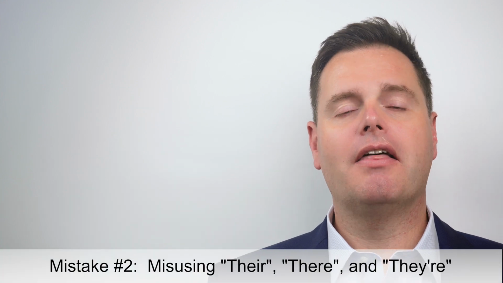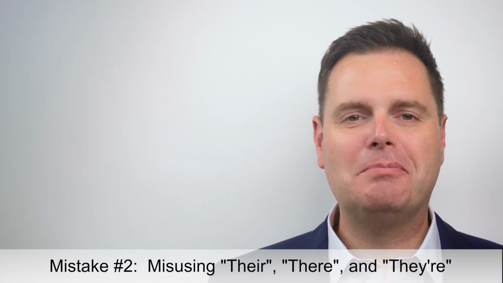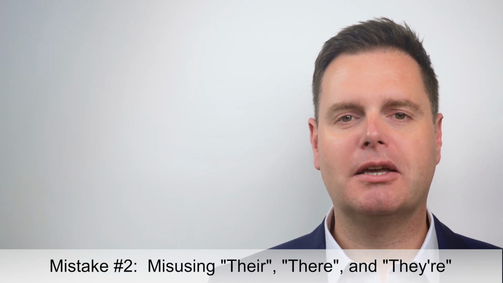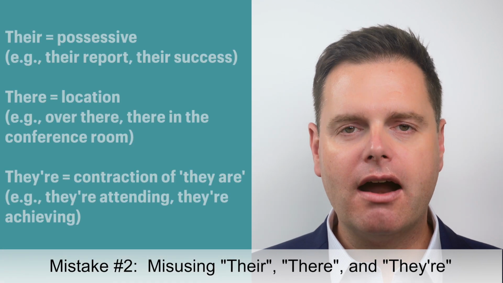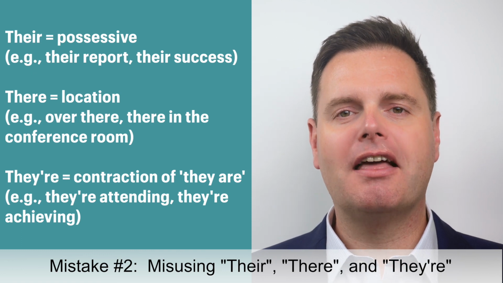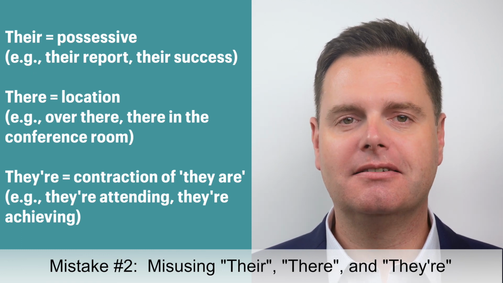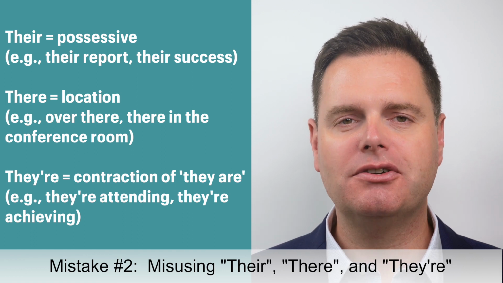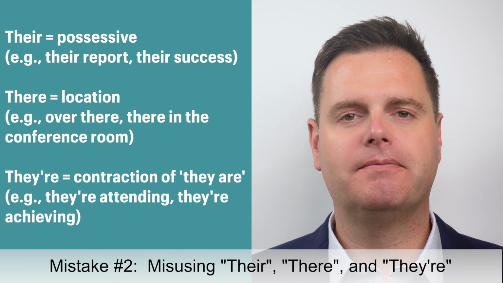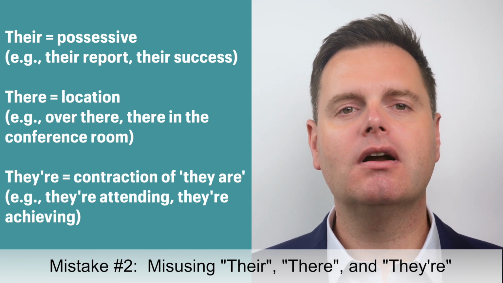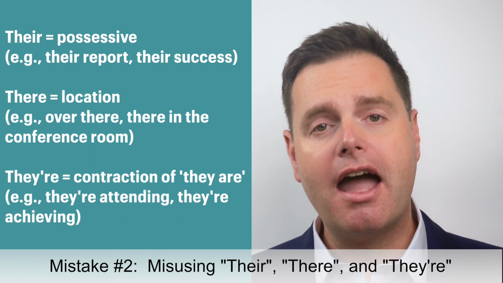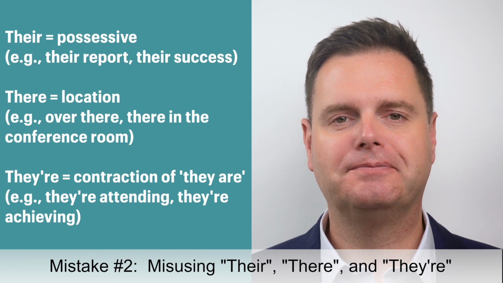Navigating their, there, and they're can be tricky, yet mastering their use is crucial for clear workplace communication. Their shows ownership, as in a team's achievement. I've read their report and it's excellent. There points to a location. Let's move the meeting over there, where it's quieter. They're is shorthand for they are, often preceding an action or state. They're attending a trade show next week.